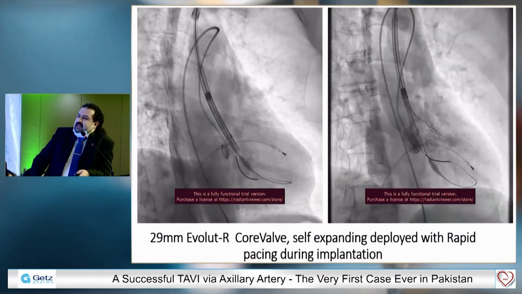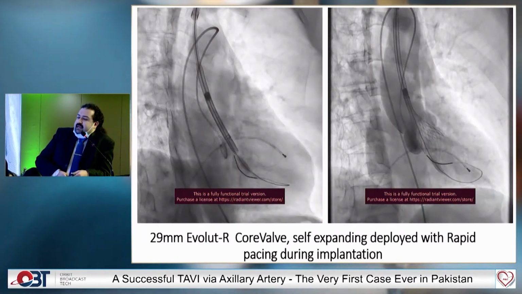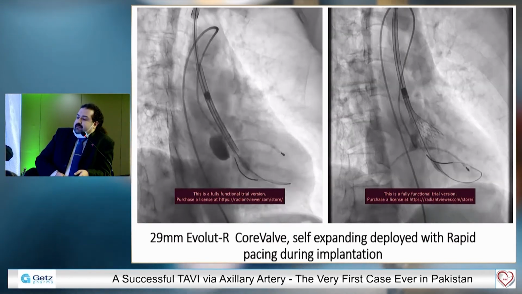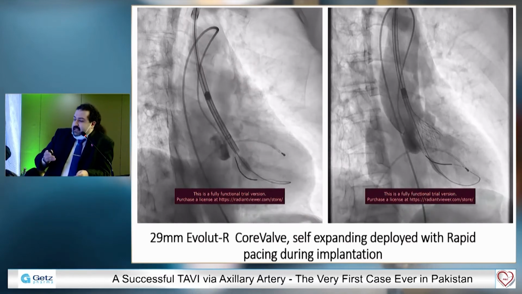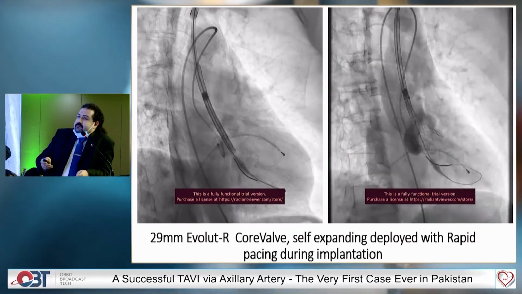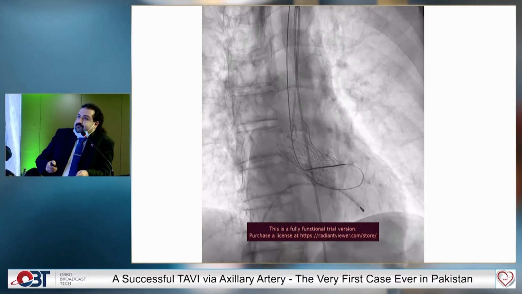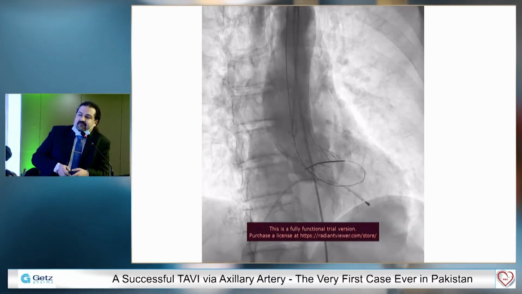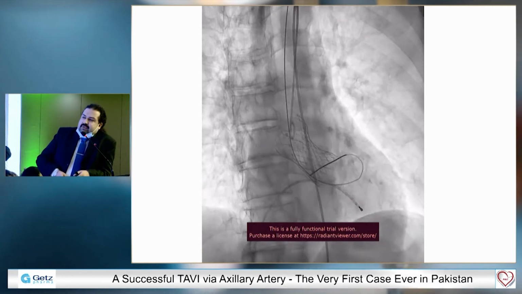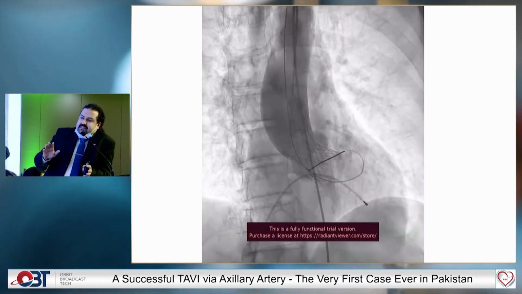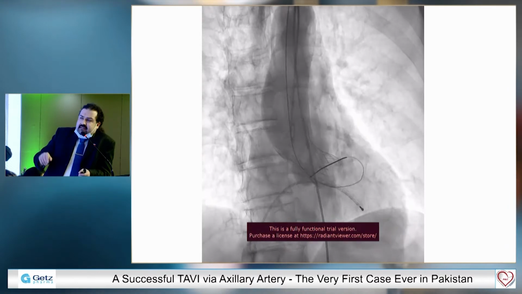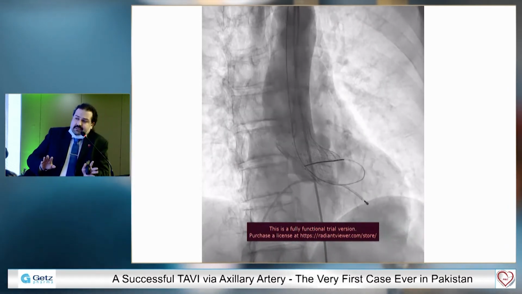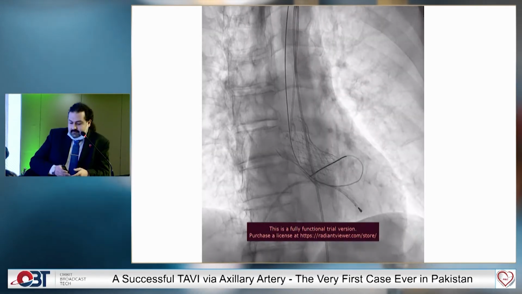So our valve has reached its destination and is being implanted. It was a CoreValve, self-expanding, and it was deployed with rapid pacing during the implantation as per protocol. And luckily, this is the final result. As we see, a well-seated valve in its right place, coronaries are not compromised at all, and by the grace of Allah, almost no regurgitation.